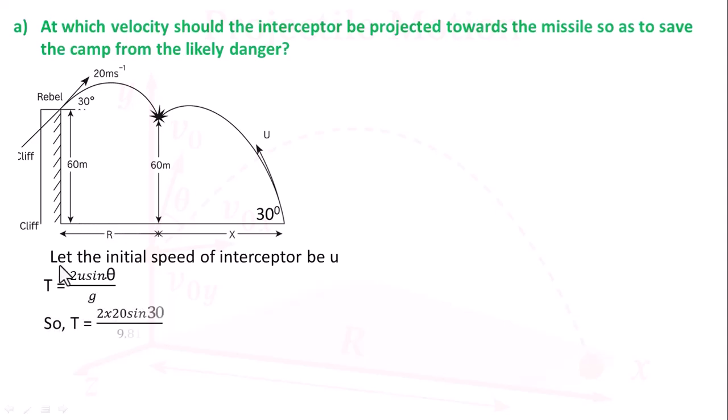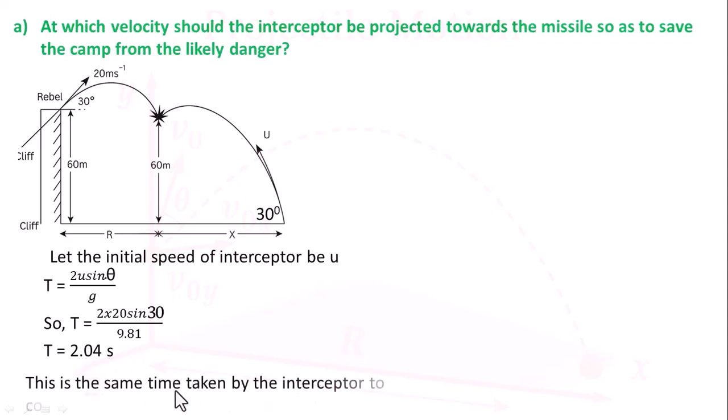So the time it takes is equal to 2u sine theta over g. So time is equal to 2 times 20 sine 30 degrees over 9.81. Time is equal to 2.04 seconds. This is the same time taken by the interceptor to collide with the rocket.